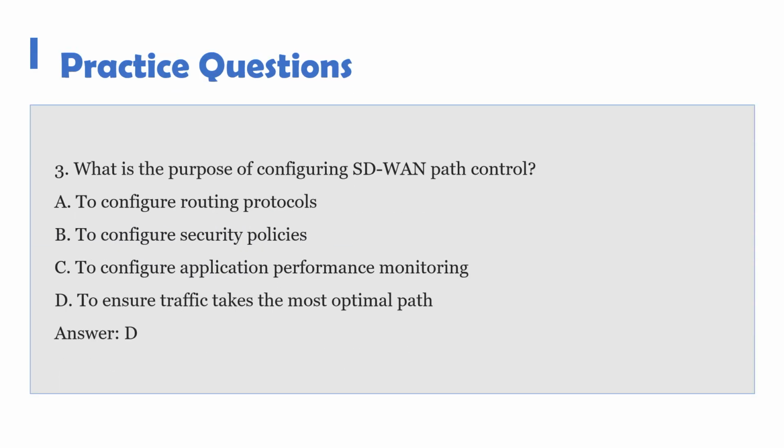3. What is the purpose of configuring SD-WAN path control? A. To configure routing protocols. B. To configure security policies. C. To configure application performance monitoring. D. To ensure traffic takes the most optimal path. Answer: D.